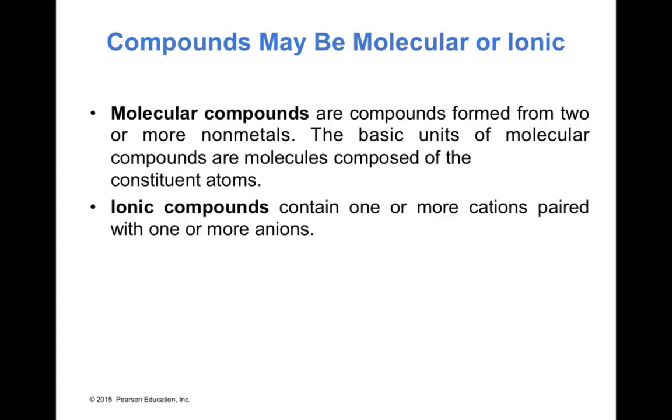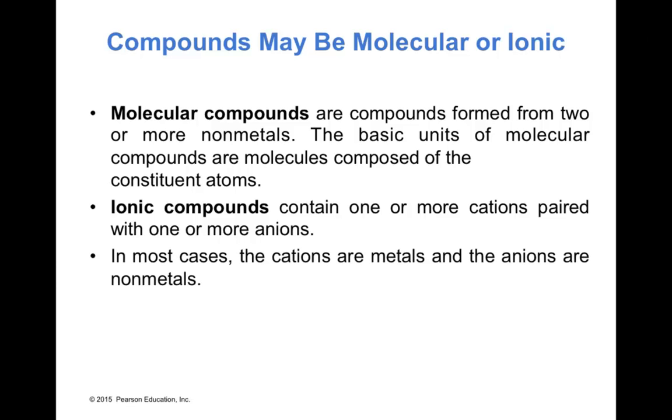The ionic compounds contain one or more cations paired with one or more anions. This is due to the ability that the metals have to produce the cations, or ions with positive charges. So whenever we see a metal, we're going to classify that compound as an ionic compound. And when all of the atoms are nonmetals, we can classify them as molecular compounds. In most cases, the cations are metals and the anions are nonmetals.